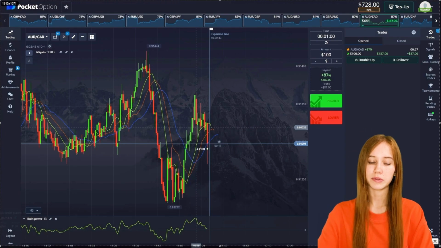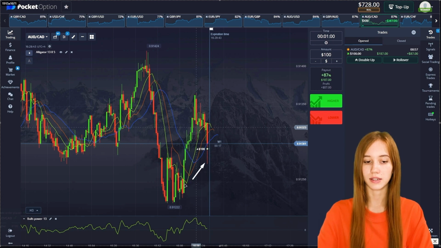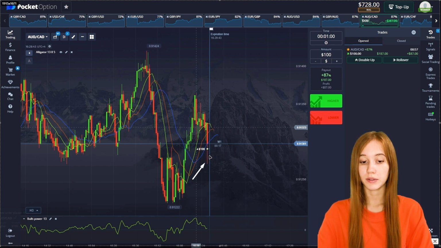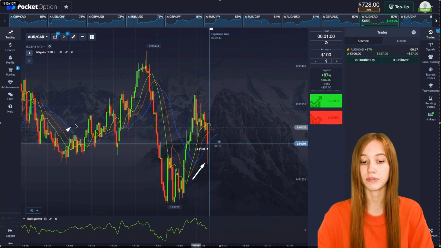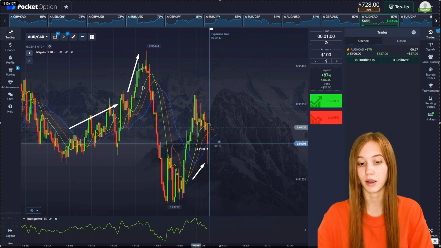At the moment of opening, we see a shadow below. This indicates that the market will roll back down. But if you look at the picture, so why did this happen? Firstly, there was a rapid growth. It happens little by little.